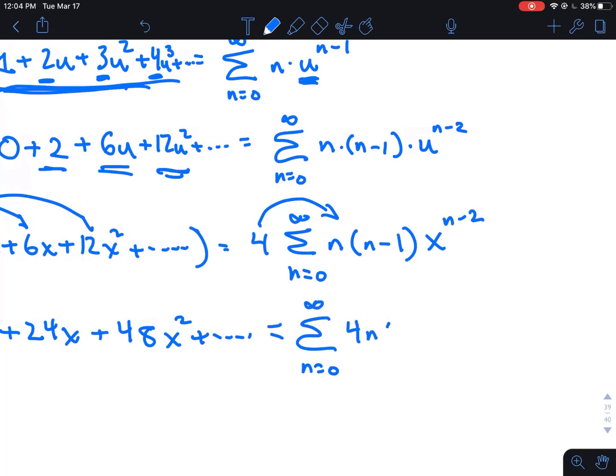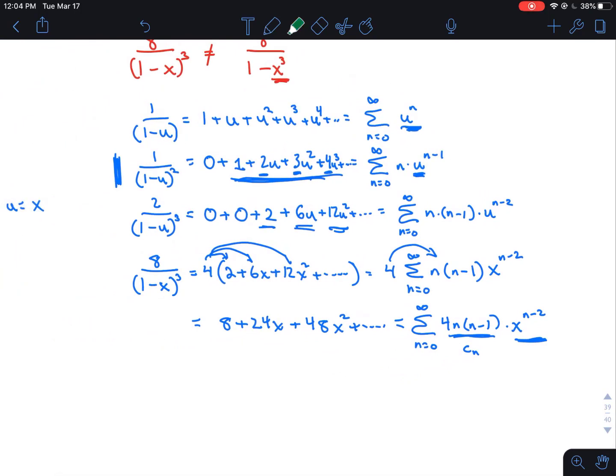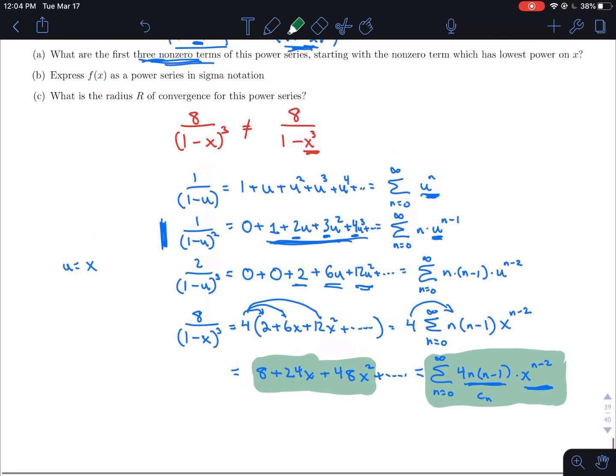So 4n and n minus 1. These would be my c sub n's, my coefficients. And then here we have times x to the n minus 2, right? So all the pieces with the x's there. So again, part A, what are the first 3 non-zero terms? Well, here they are. How do we write it in sigma notation? Here's a good way right here. And then finally, what is the radius of convergence for this power series?